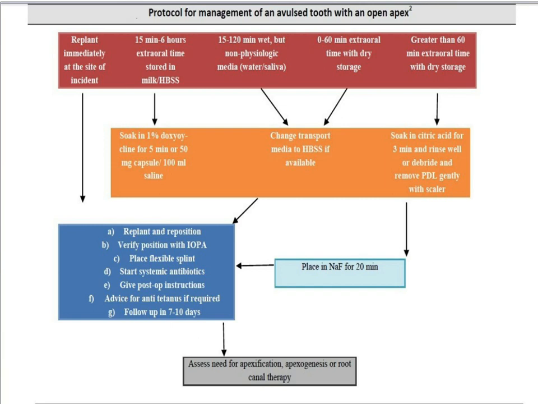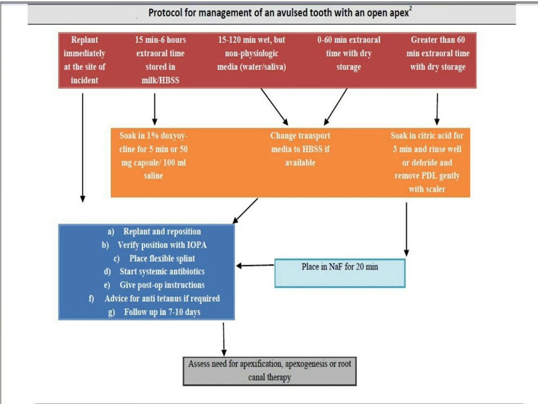Place this cleansed tooth in a solution of sodium fluoride for 20 minutes. This soaking of the avulsed tooth in sodium fluoride reduces the risk of resorption. Then proceed to the common protocol. Then assess the need for apexification, apexogenesis or root canal therapy. This is done at a later stage.